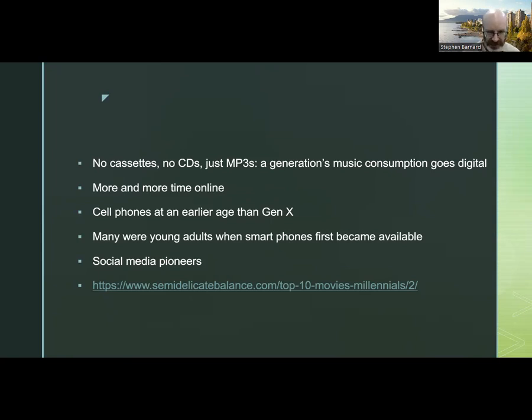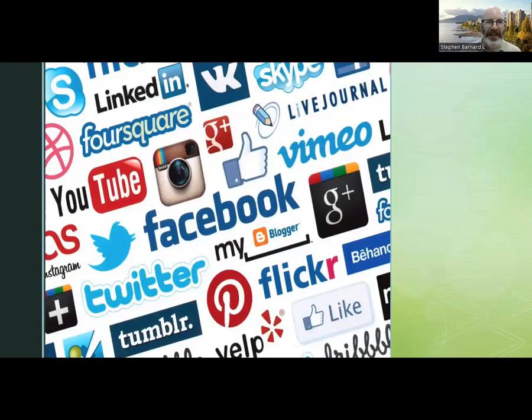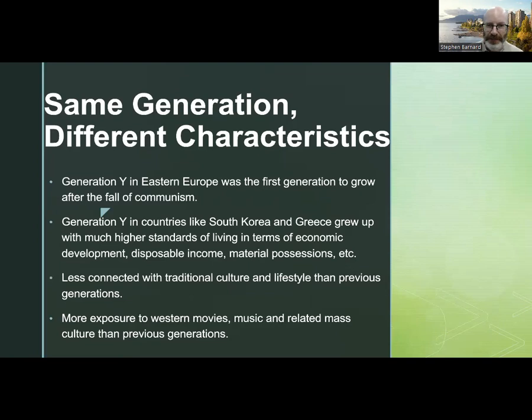Yes, cell phones at an earlier age than Generation X. Young people are spending more and more time online. And yeah, the millennials became social media pioneers. And here I'm not talking about internet pioneers, but social media. Even before Facebook and Instagram, there were things like myspace.com. Check it out. And now the number of different social media platforms has exploded.